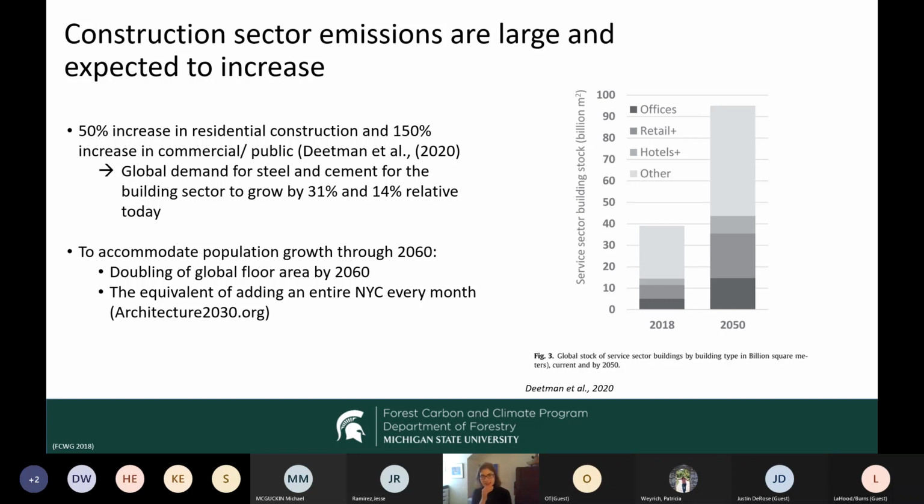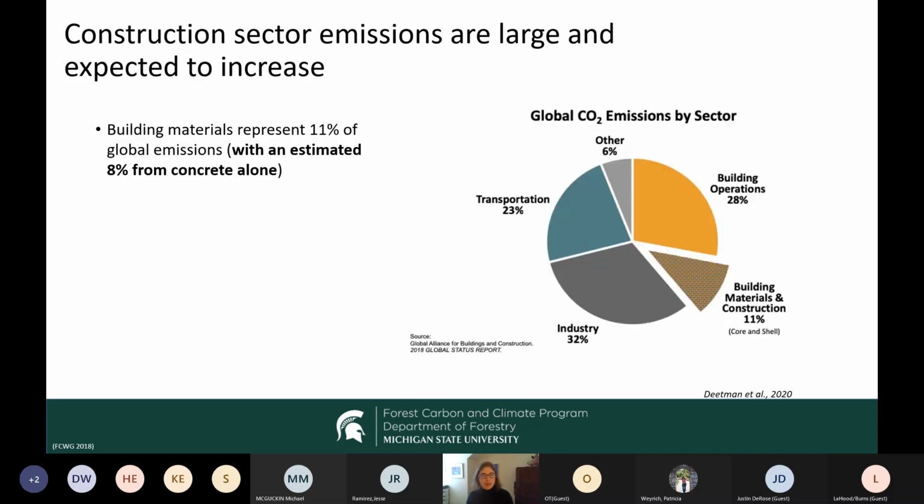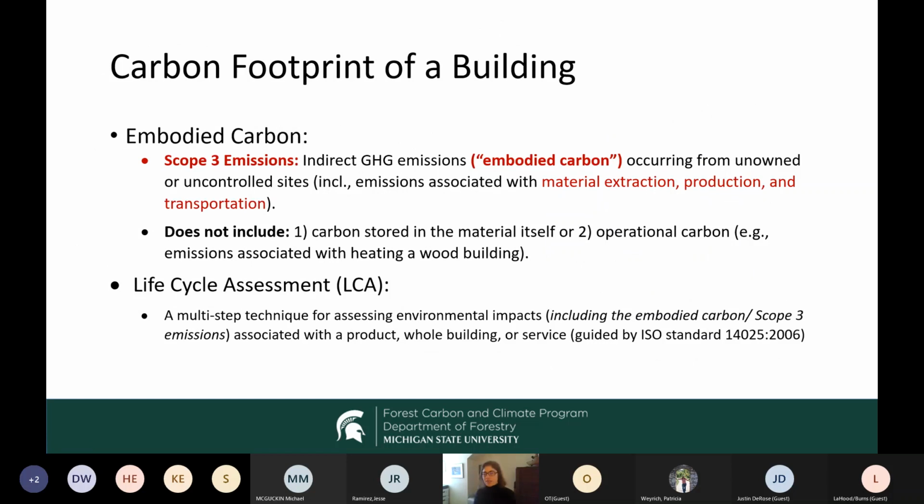So it's already very high. If we stick with business as usual, baseline construction practices, then we are dramatically increasing our carbon footprint. So what can wood do to accommodate increasing demand for development globally, so less of that's in the US, those are global numbers, and not have incredibly high emissions?